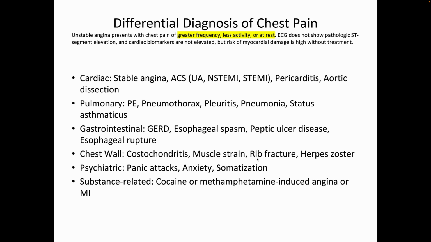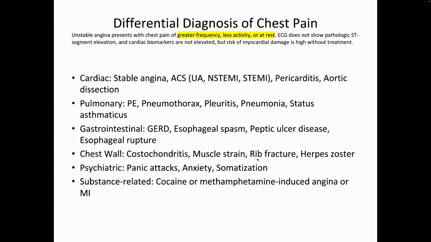Now, with an esophageal rupture, you might see pneumomediastinum on an X-ray, or you could also see crepitus, surgical emphysema within the neck. Now, chest wall problems could include costochondritis, muscle strain, rib fractures, and herpes zoster. Psychiatric causes such as panic attacks can also cause chest pain. Anxiety can cause chest pain, and somatization. Somatization is basically someone who has psychological issues presenting as physical symptoms without a known medical condition.